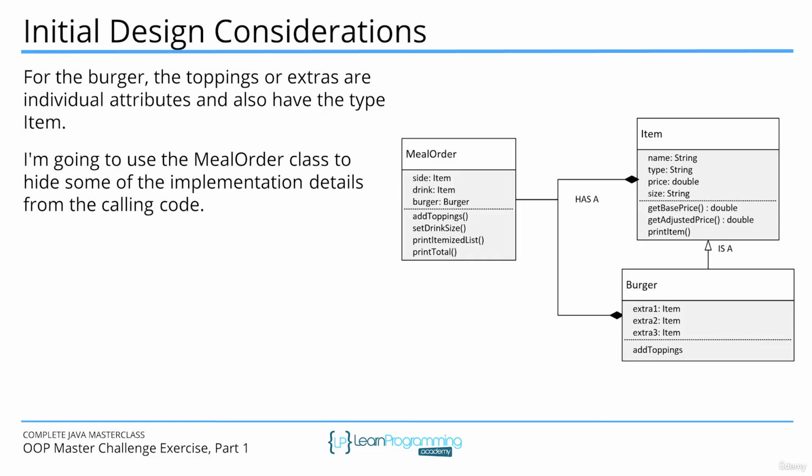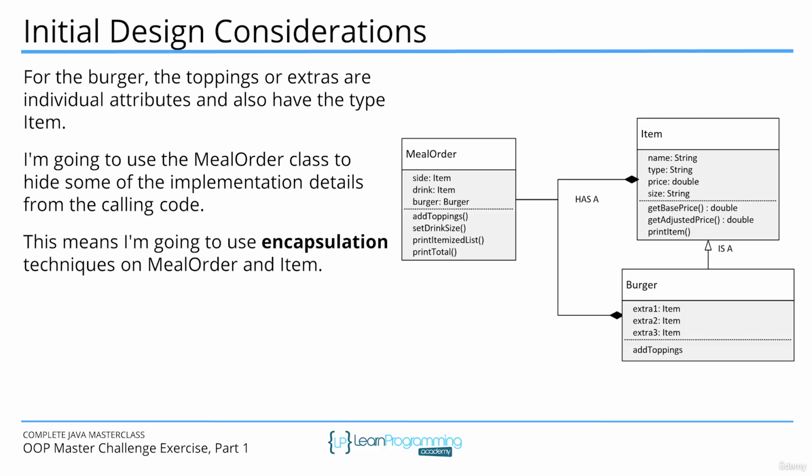I'm going to use the meal order class to hide some of the implementation details from the calling code. This means I'm going to use encapsulation techniques on meal order and item. The meal order class has additional methods that will delegate work to some of its parts, meaning the calling code won't interact directly with any of the parts. This is just one way to do this, one way of many possible solutions.